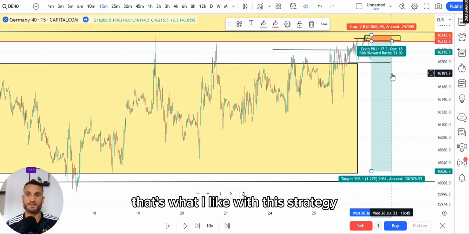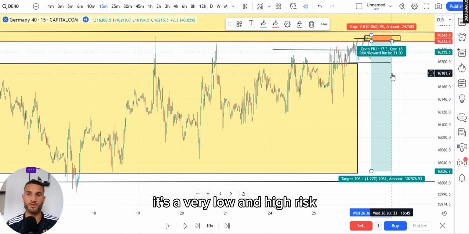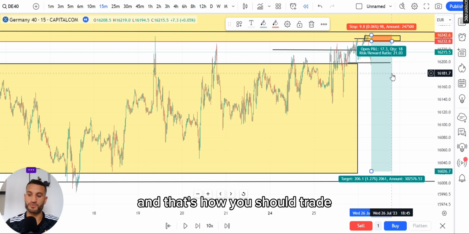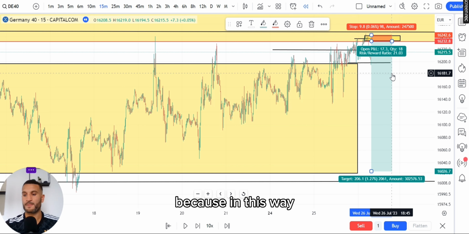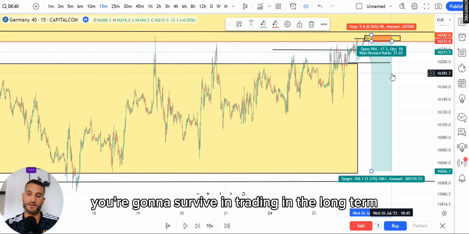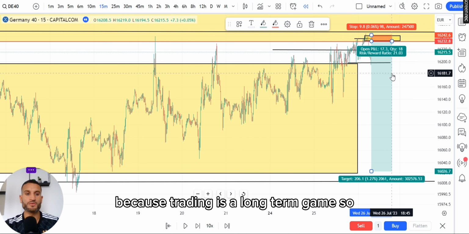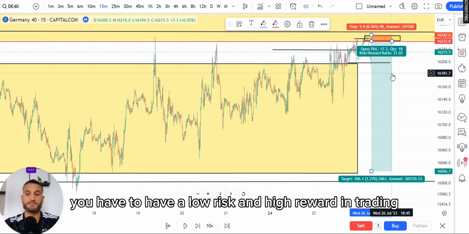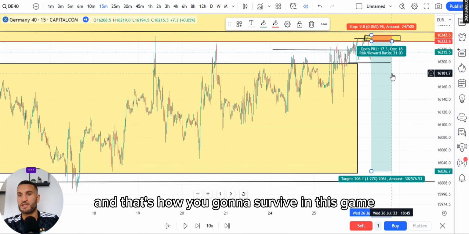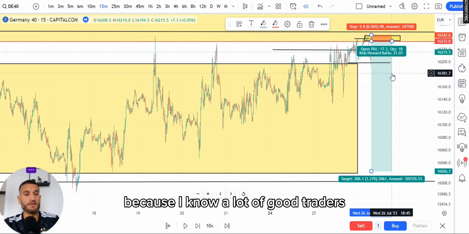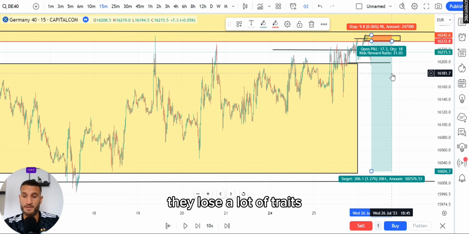That's what I like with this strategy. It's a very low risk and a high reward, and that's how you should trade, because in this way you're gonna survive in trading in the longer term, because trading is a long-term game. So you have to have a low risk and high reward in trading, and that's how you're gonna survive in this game. Because I know a lot of good traders, they lose a lot of trades, but they are still profitable.